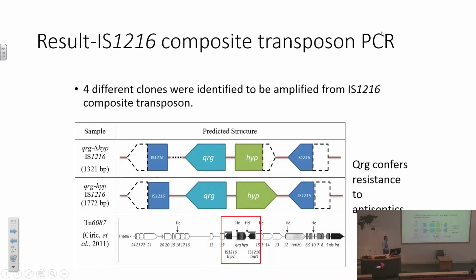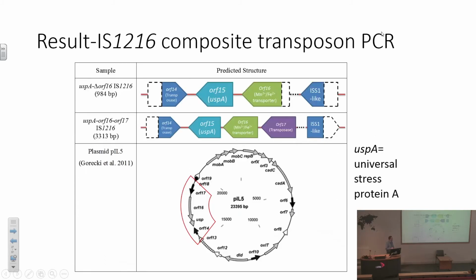Some of the structures that we found were correct, IS1216 elements flanking it, and then genes in the middle. Now this one's quite interesting. This is QRG, which encodes a quaternary ammonium resistance protein. So this confers resistance to CTAB and other antiseptics. So this mobile element with antiseptic resistance genes is present within our oral cavity.